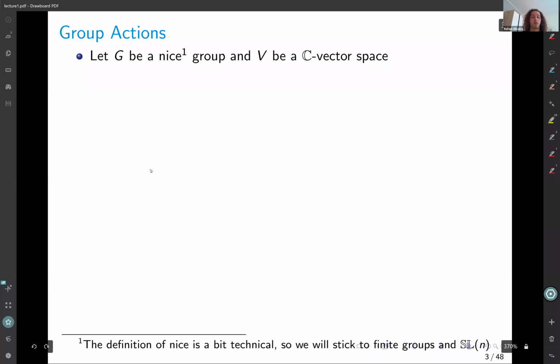All right, so group actions. Let G be a nice group and V be a complex vector space, okay? Here, the definition of nice is a little bit technical. So let's just stick to finite groups or SLN, right? What I wanted to think about is to think of G as one of the following.